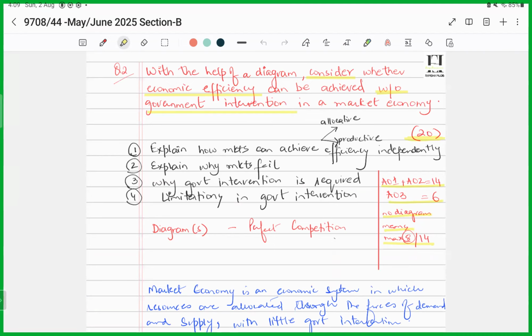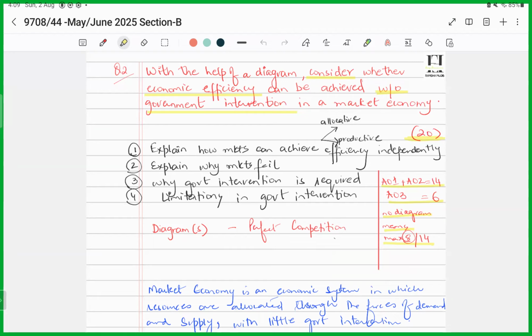Today I brought for you all 9708 variant 44. We'll be looking at May June 2025 section B. We'll be seeing how to nail our section B responses. So the question I have chosen today is, with the help of a diagram, you need to consider whether economic efficiency can be achieved without government intervention in a market economy.